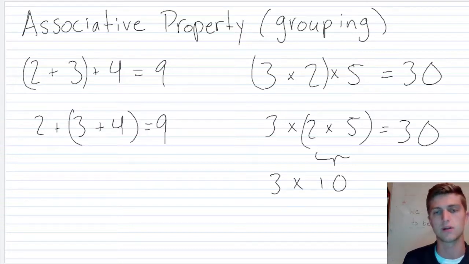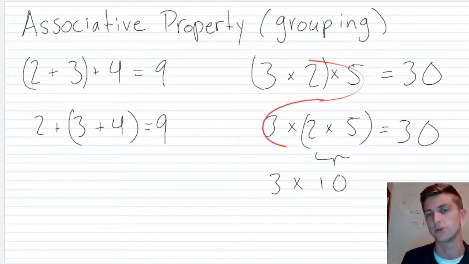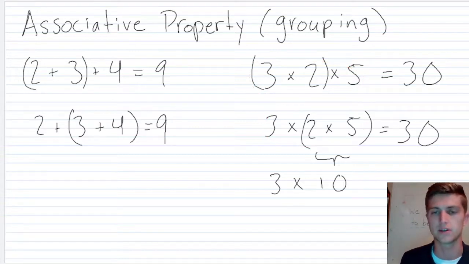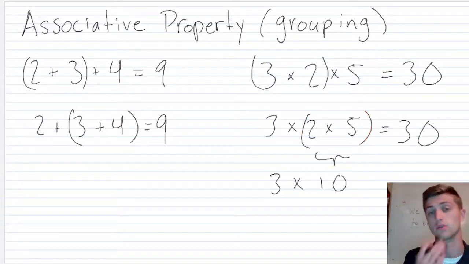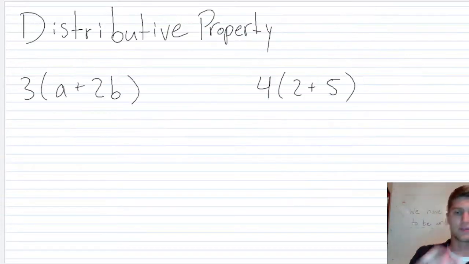Now, because this problem is so small, it doesn't really matter which order we do first. But sometimes there's going to be a lot of cases where being able to multiply by 10 is a lot easier than our other options. So it's good to be able to do our multiplication and our addition in different orders to help us out a bit. Finally, we have the distributive property.